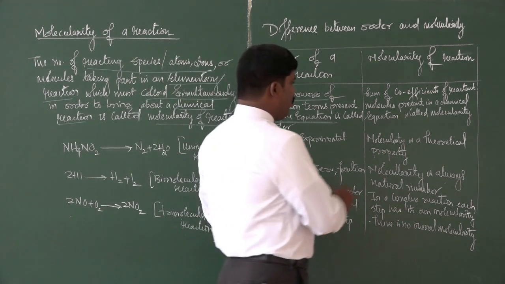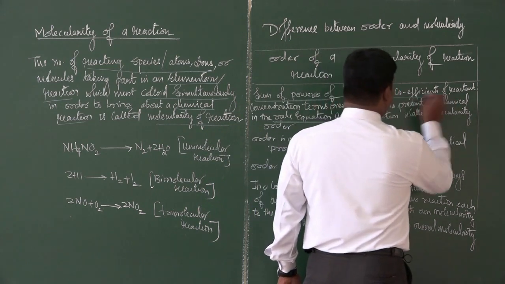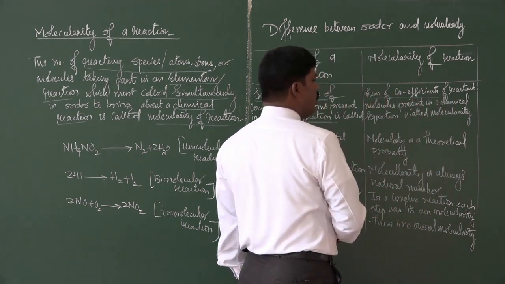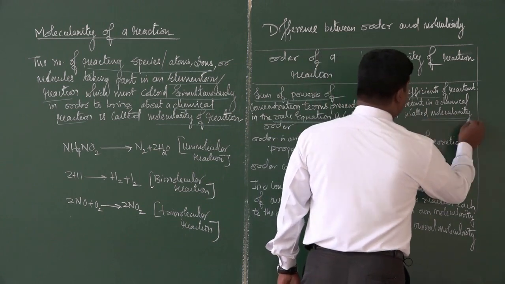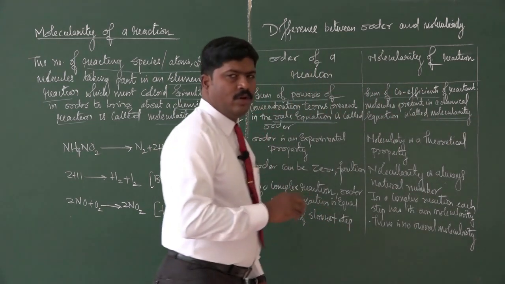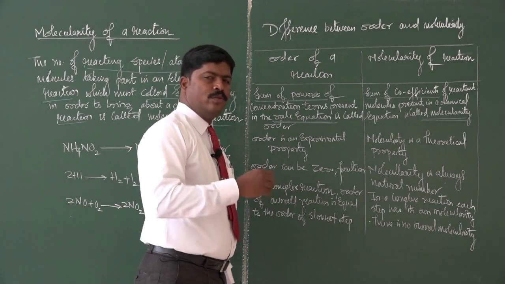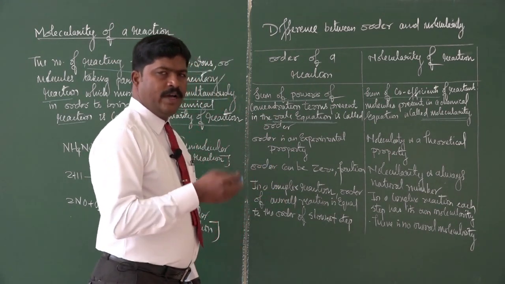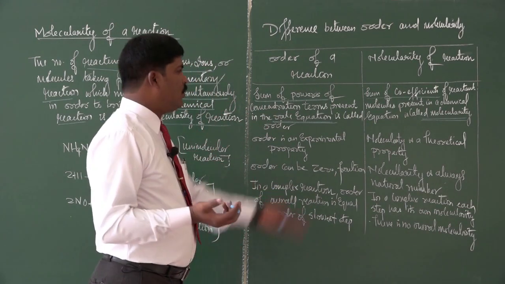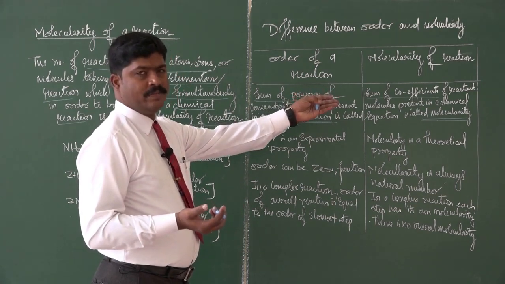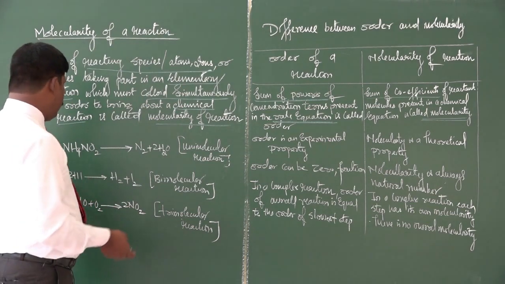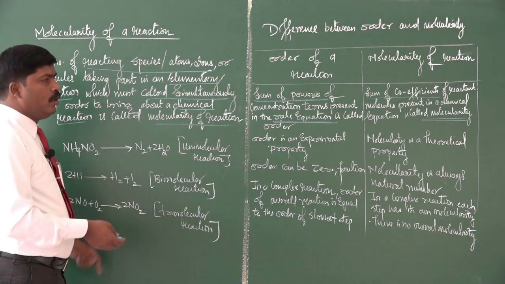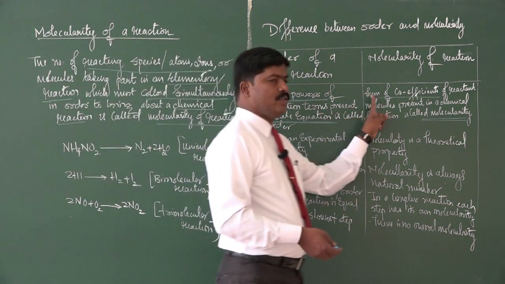Now, remember here, the sum of coefficients of reactant molecules present in a chemical equation is called molecularity. In each equation you see the number of species, number of moles, number of atoms, ions or molecules, then you add the coefficients. Here I have written: add the coefficients, 2 plus 1, 3, bimolecular; only 1, unimolecular. Sum of coefficients.